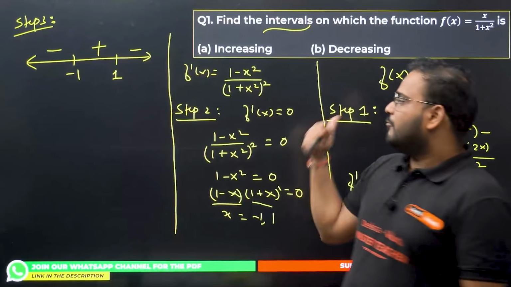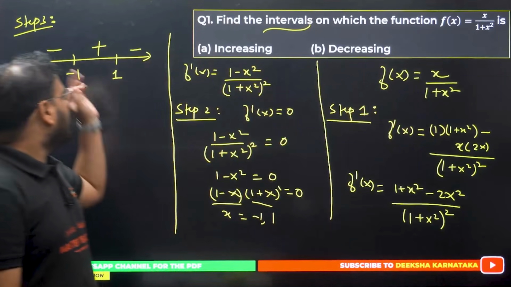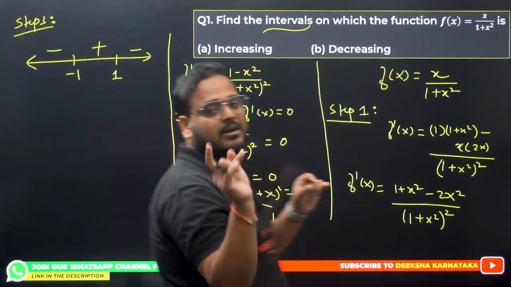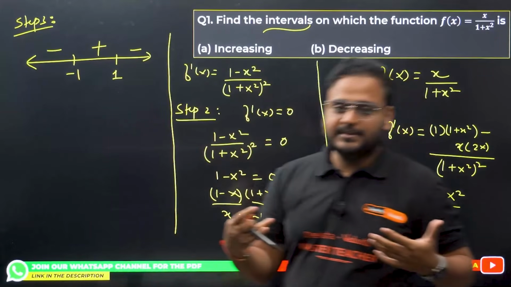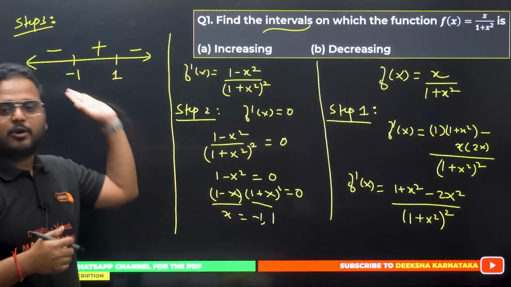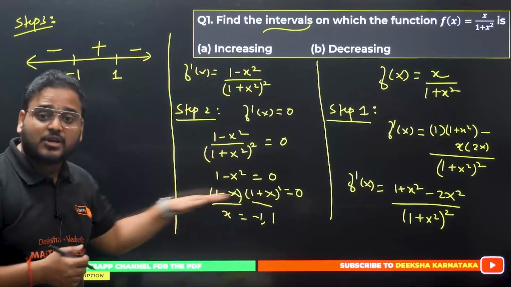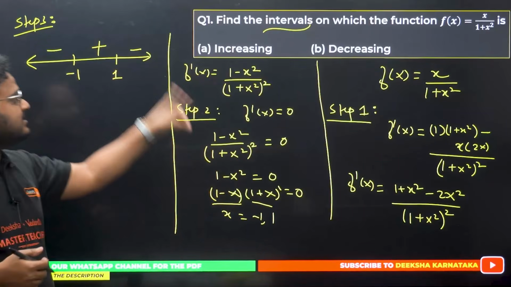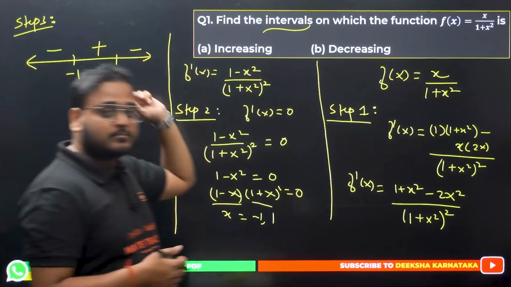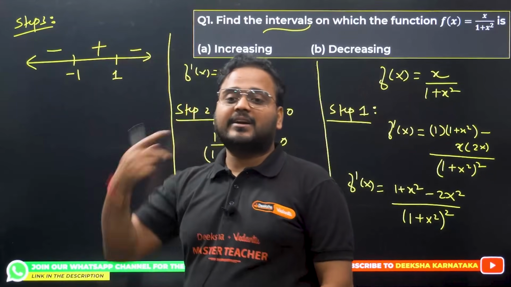What did we do? First step, found the derivative. Second step, put it equal to 0. Third step, drew the number line and figured out the intervals using the wavy curve method. Simplify the critical points, plot them on the number line, check whether the coefficient of x is positive or negative for the factors all together. If negative, start with the minus sign on the right side. Then keep changing the sign alternately if the powers of the factor are odd.